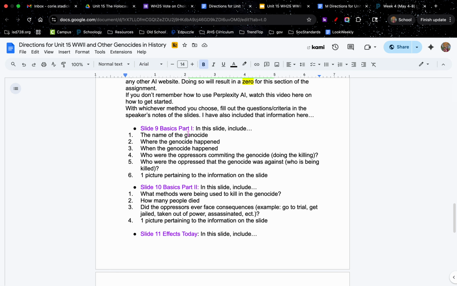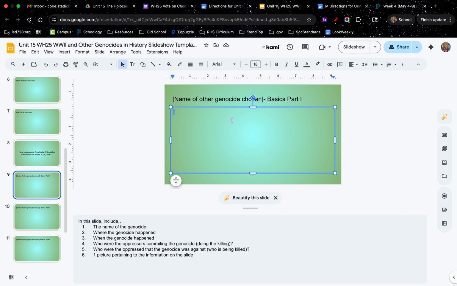So for slide number 9, up here you're going to put the name of the genocide that you were assigned to. And then you're going to write down here the basic information about it. So the name of the genocide, where the genocide happened, when the genocide happened, who are the oppressors committing the genocide, so who is doing the killing, who were the oppressed that the genocide was against, so who is being killed, and then one picture pertaining to the information.